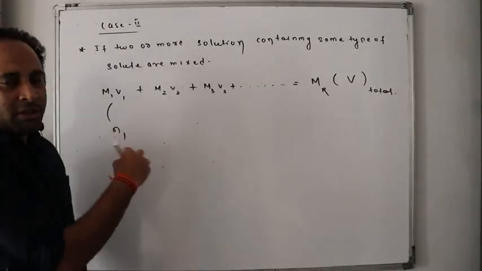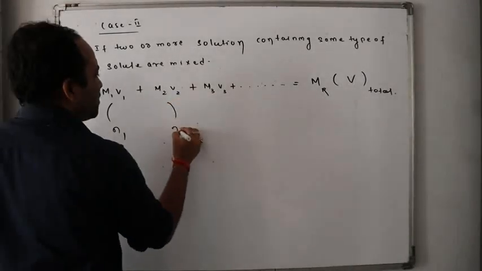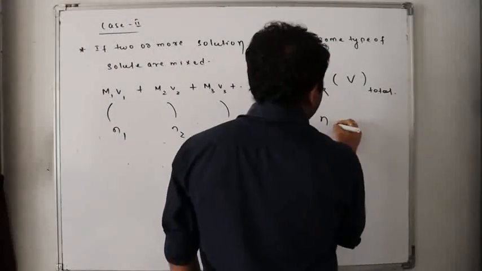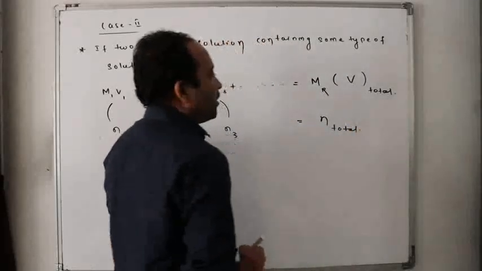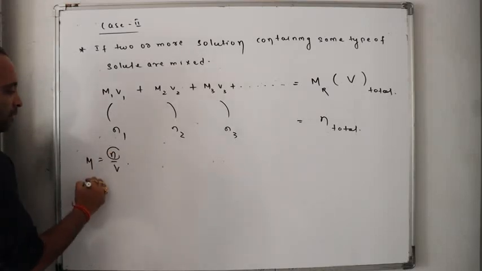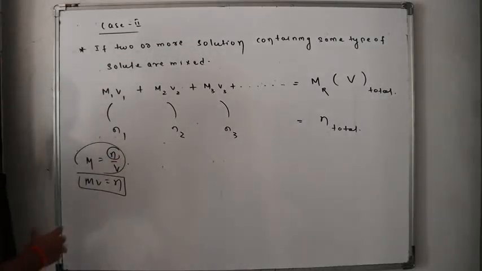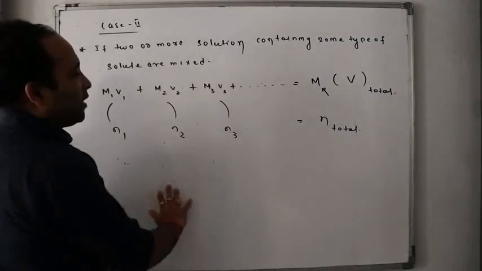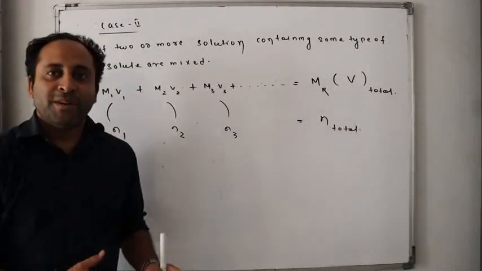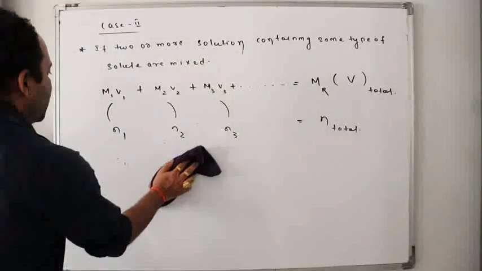Now M1 into V1 is what? Number of moles, isn't it? I told you just 10 minutes back. M1 into V1 is equal to N1. What is this? N2. What is this? N3. And what is this? Number of moles total, isn't it? Simple. Molarity is equal to number of moles by volume, so M into V is equal to number of moles. Do you remember now? Yes or no? This is equal to N1 plus N2 plus N3 and so on, N total. Now, how can I understand this? Very simple, with the help of an example only. Let me do an example for you.